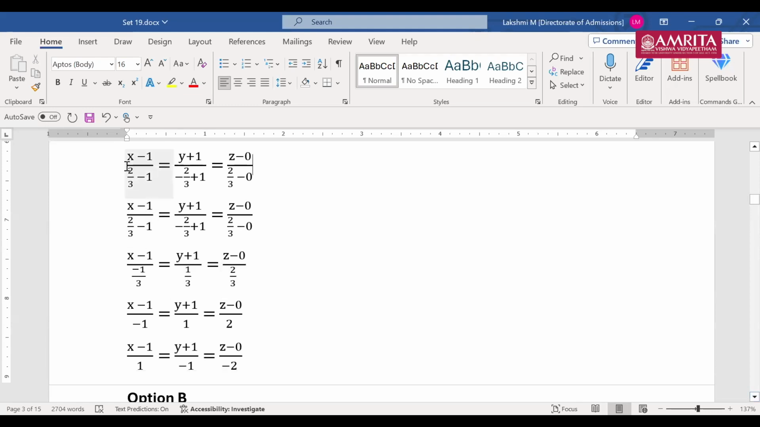So this is x minus 1 by 2 by 3 minus 1. That is minus 1 by 3. This is y plus 1 by 1 by 3. This is z minus 0 by 2 by 3. So you'll be able to write this as x minus 1 by minus 1, y plus 1 by 1, and z minus 0 by 2. Now, comparing with the options, what you'll get is the option B.